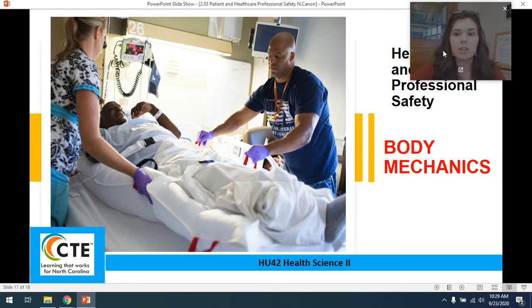And then there's just another image of someone using lifts and pads and things to make sure that they are moving someone in a way that's not going to hurt them.